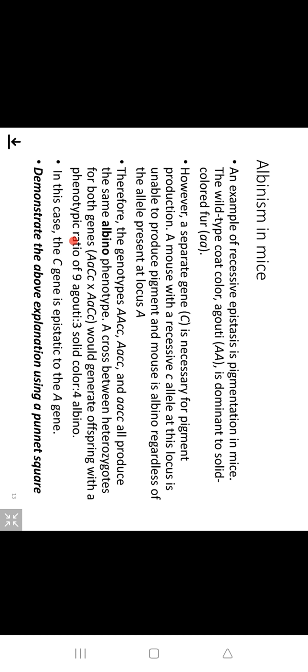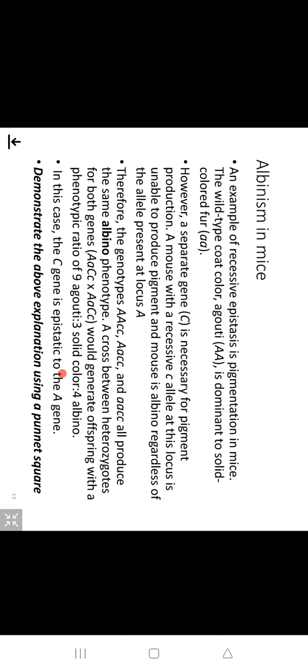Between heterozygotes for both, you can cross this mouse. This is one mouse and another mouse, and such a cross would generate offspring with a phenotypic ratio of 9 agouti, 3 solid color, and 4 albino. In this case, the c is epistatic to gene A. Of course, you have seen that the recessive c is actually epistatic over A.